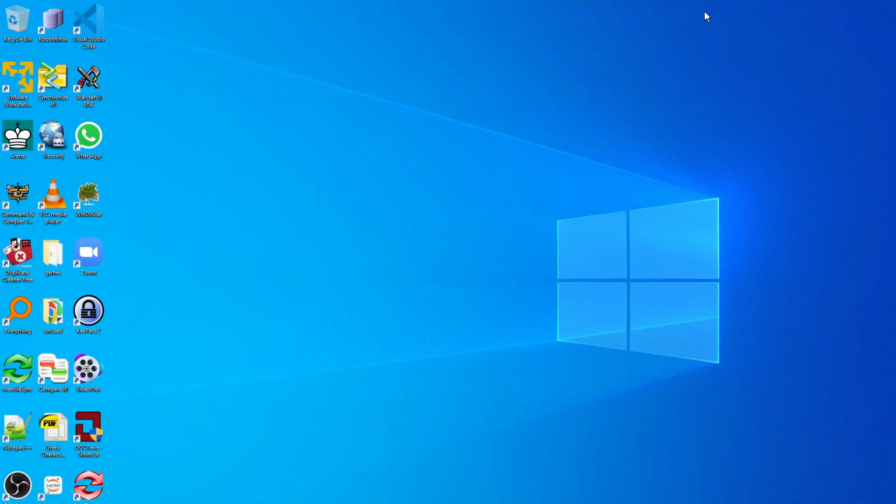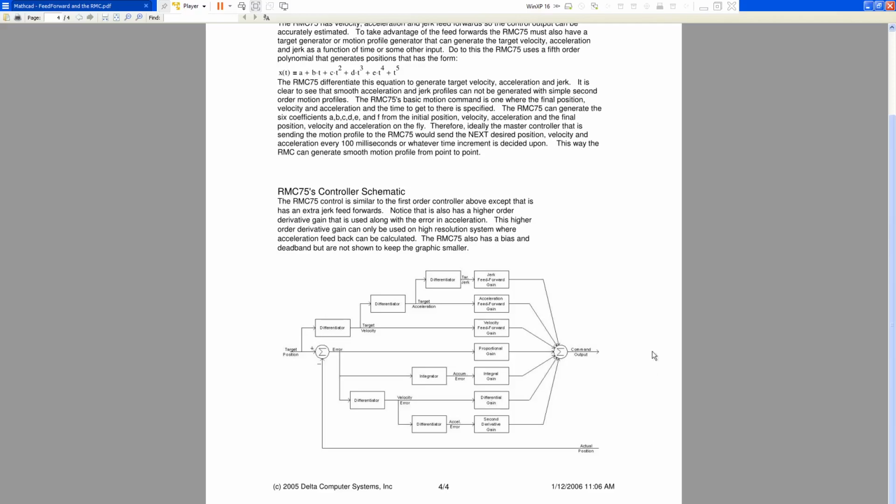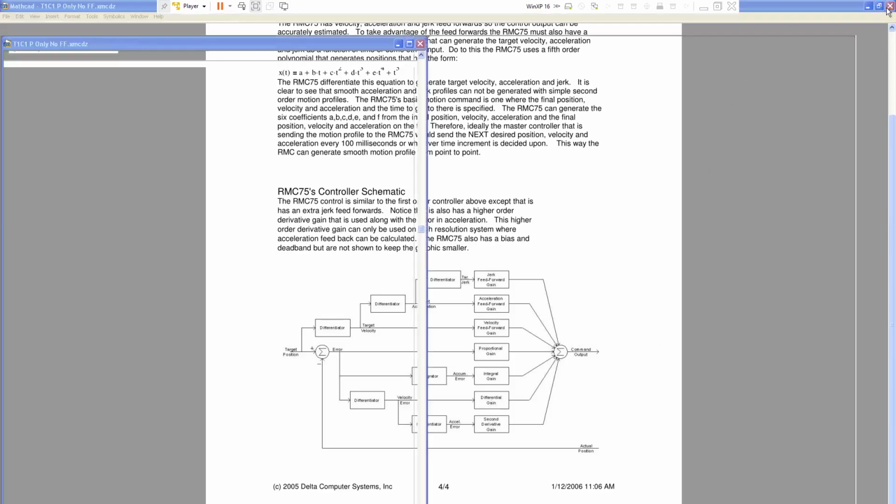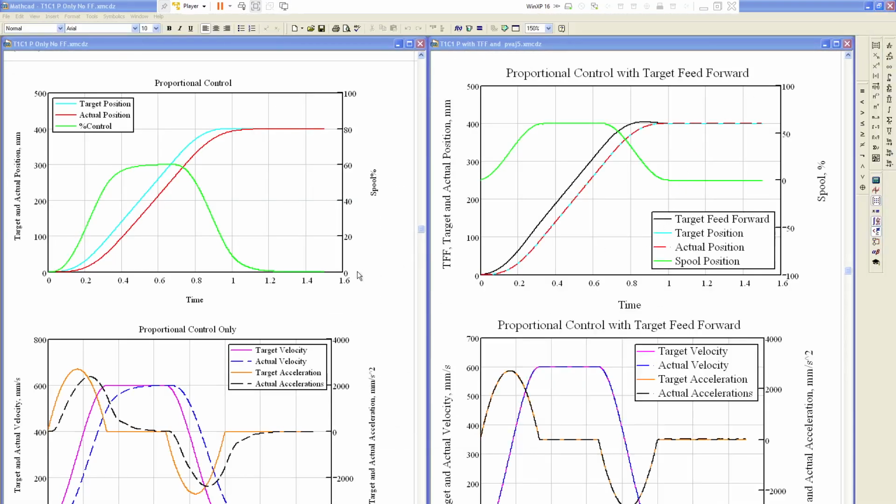But I'm going to show you a different way of doing it. Let's go back up. Okay, here we go. So what we want to do is use a proportional only because it doesn't have any zeros that will extend the bandwidth. So if we just use a proportional gain, we're going to get a response that looks like this. And if we use a proportional gain with a target feed forward, then we can get a response.